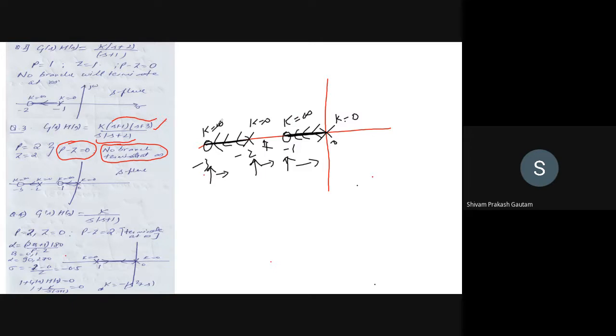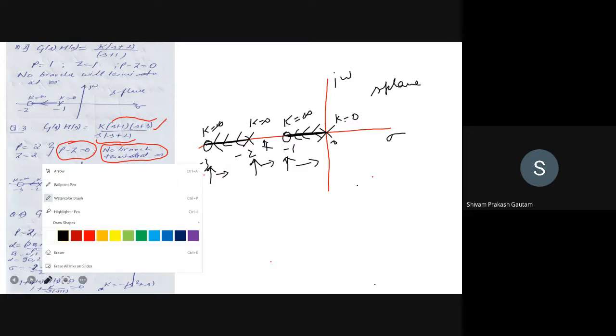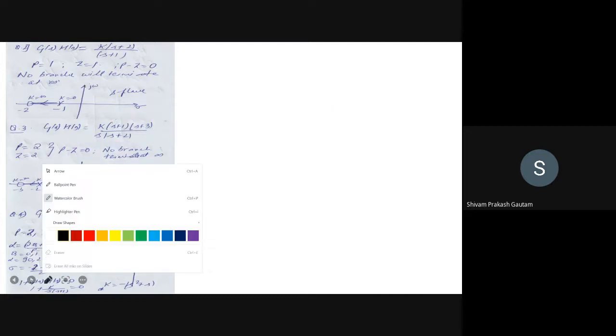So this is how this next example looks like. I've not drawn real axis and imaginary axis. I'm leaving it up to you. You can see that this is our real axis and this is our imaginary axis and this is our S-plane. Okay, this is the example number 3.